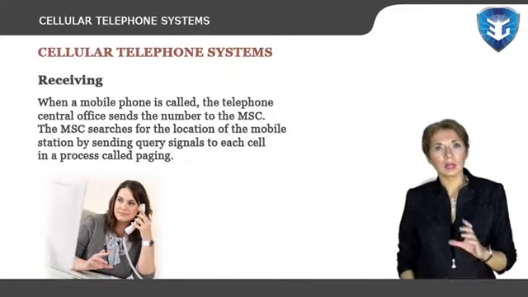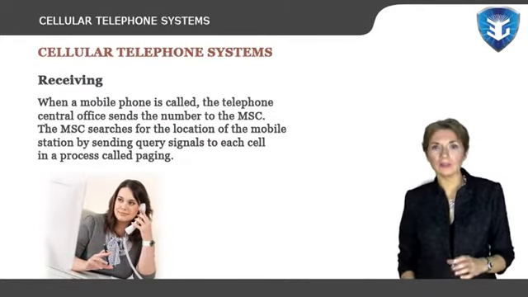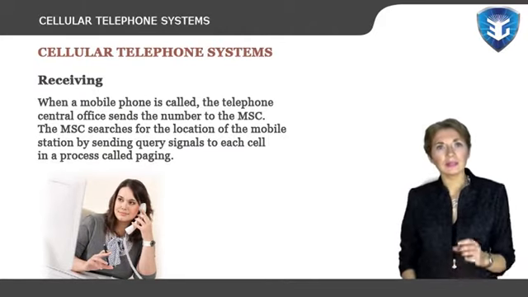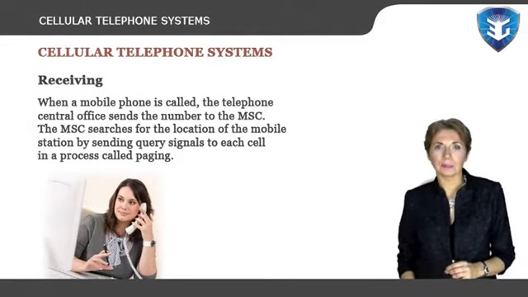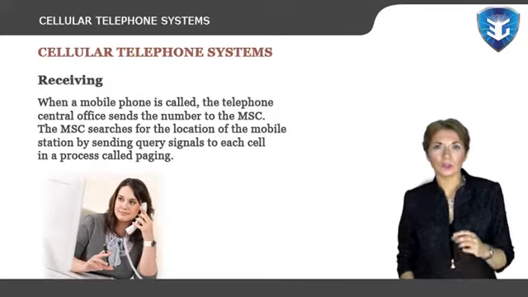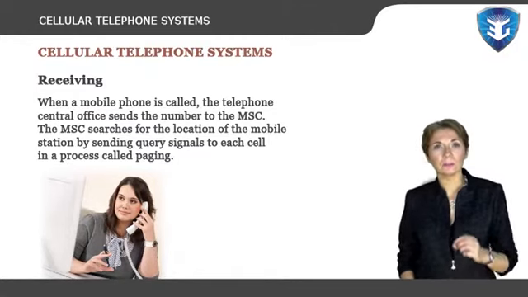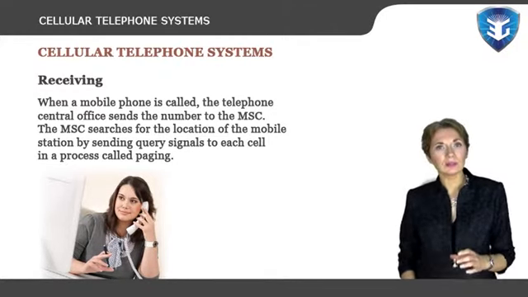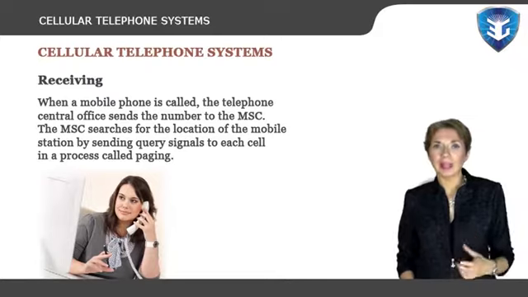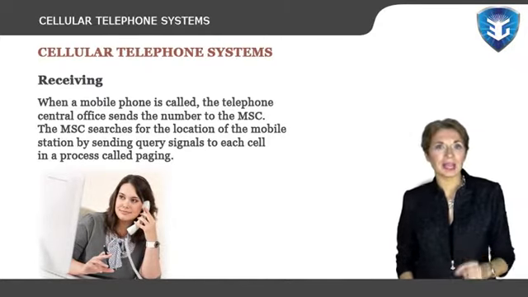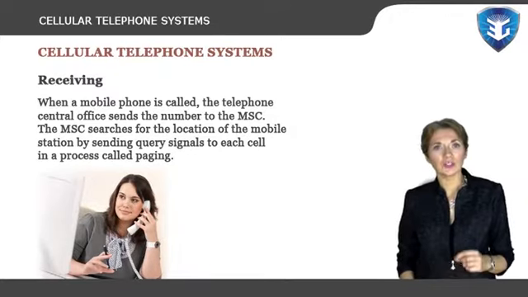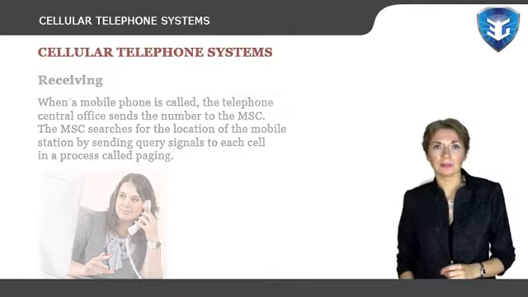Receiving. When a mobile phone is called, the telephone central office sends the number to the MSC. The MSC searches for the location of the mobile station by sending query signals to each cell in a process called paging. Once the mobile station is found, the MSC transmits a ringing signal, and when the mobile station answers, assigns a voice channel to the call, allowing voice communication to begin.